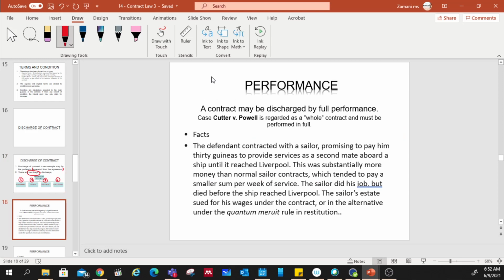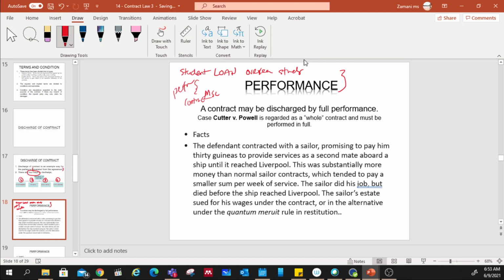We're going to look at each example one by one. For full performance, before I go to the case, let's look at a very simple contract. If you are a student, you get a loan or scholarship for overseas study. After 3 years, you get your master's degree, which means you complete and perform the contract. Then your contract is completed. It's very simple. This is by performance.